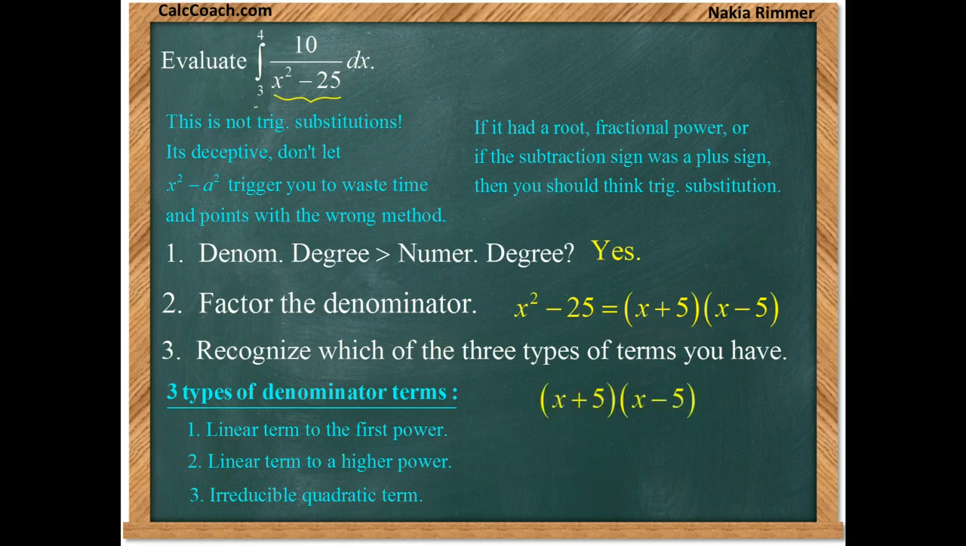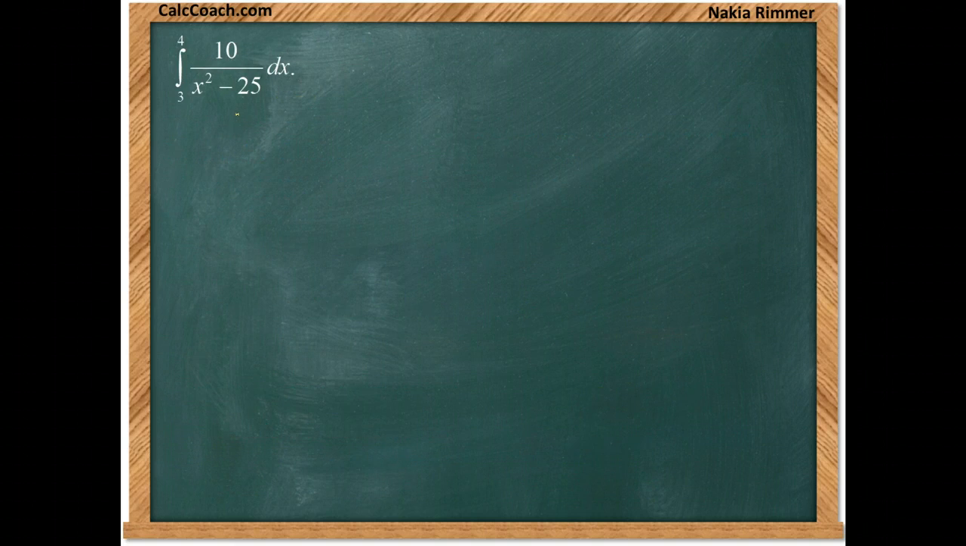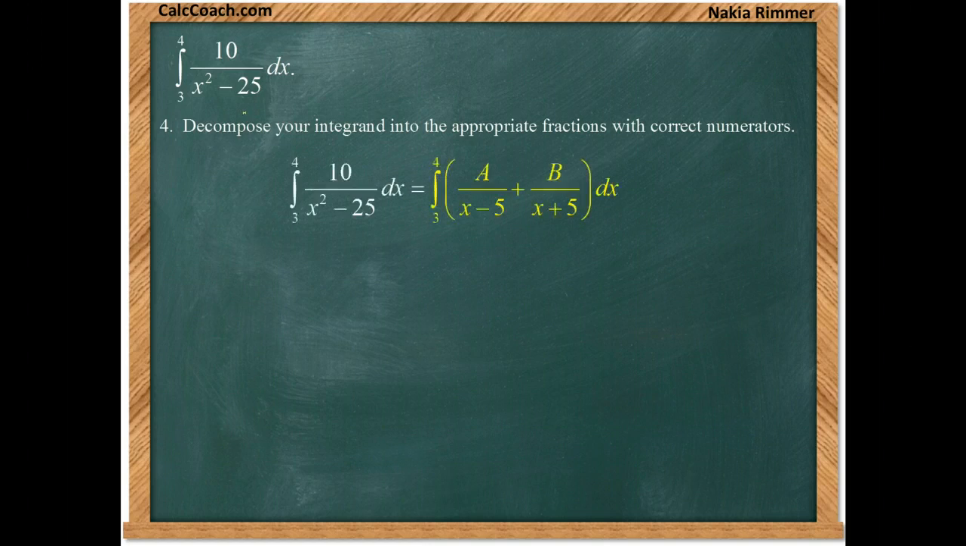So we're looking at x plus 5, x minus 5. These are two terms that are linear and they're to the first power. It's important you recognize that because that'll tell you how to decompose it. So that's our job. Now decompose it. So how does it decompose? Well, when you have linear terms to the first power, you just have a fraction for each one. So a over x minus 5 and b over x plus 5.